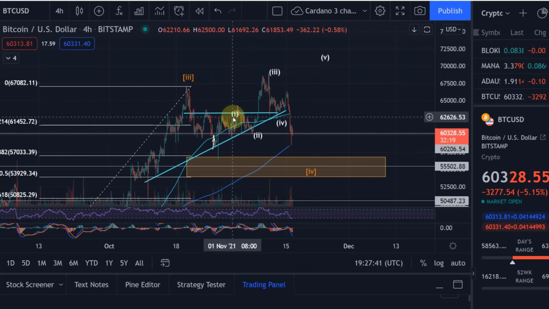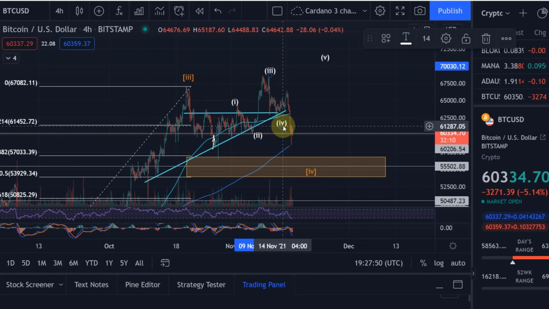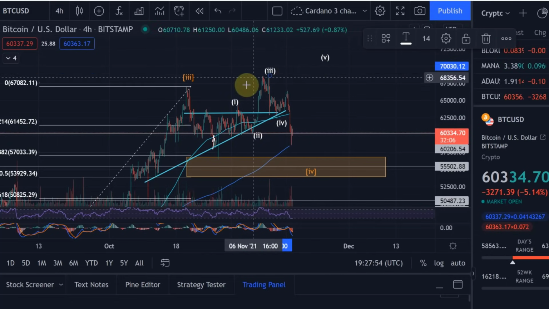Take a look here at this scenario in white. We had these 1, 2, 3, 4, 5 waves here on the chart. This is now completely invalidated. So this will not work anymore, with that impulsive move to the upside being invalidated.